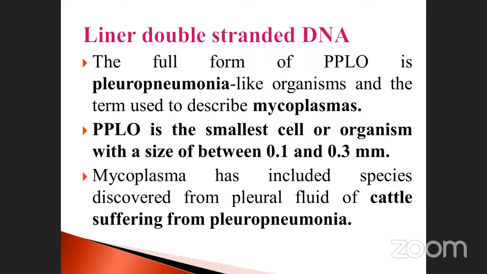Mycoplasma includes species discovered from pleural fluid, note it down, my dear, of cattle suffering from pneumonia. Pleural fluid is present in the pleural layer of the lungs. In between the pleural layers, there is a fluid. What happens to the fluid inside the lungs?